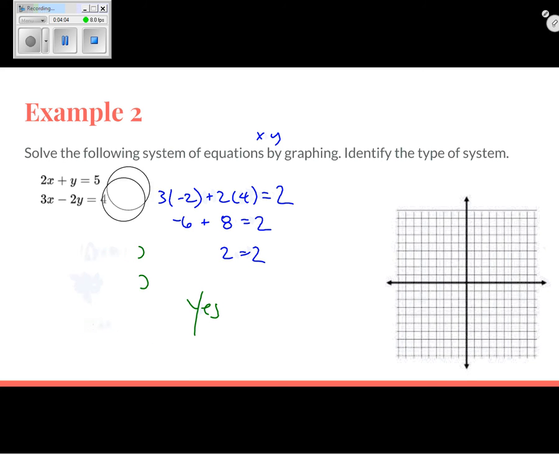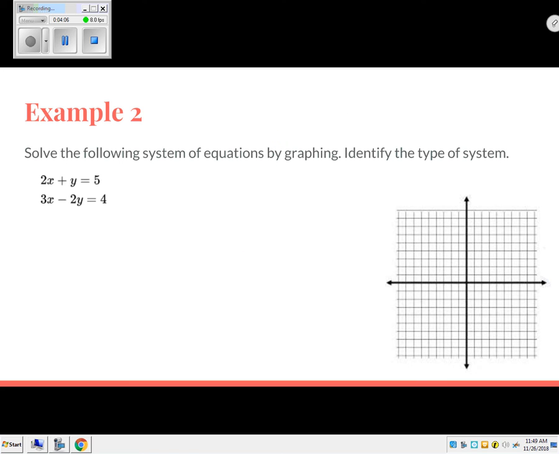So there's three different ways that we can actually solve these. I'm going to be interested in doing at least two of the three in this video. So solve the following system of equations by graphing. Okay, and let's identify the type of system, whether it crosses once, an infinite amount of times, or not at all.